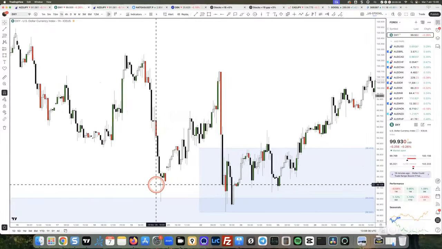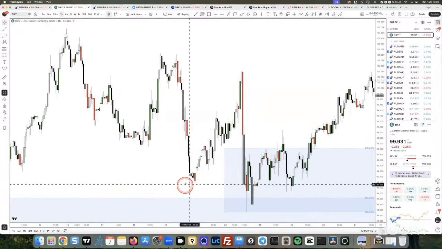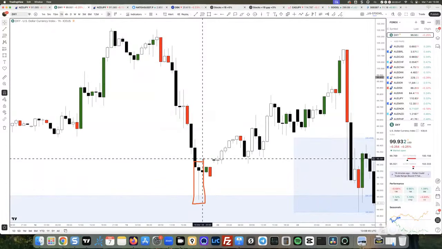The daily demand level is reached, and look at the reaction on the 1 hour. Look at this one. Almost a hammer, okay? Price action says a lot.